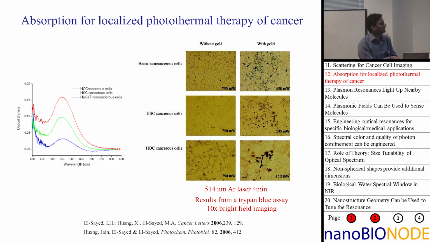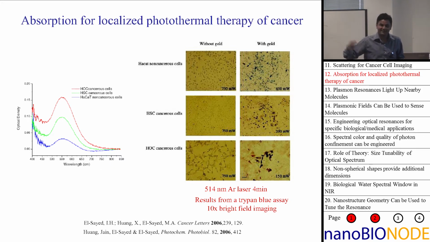This is a trypan blue assay, right, which detects dead cells versus live cells. So for non-cancerous cells, you need much higher laser powers, but for cancer cells where the particles are very strongly or specifically bound to the membrane, you deliver heat very locally to the cells, and you greatly decrease the amount of laser energy you need to destroy them. So you can basically make the technique less and less invasive the greater the number of particles you deliver to the cell, or the higher the absorption cross-section, right?